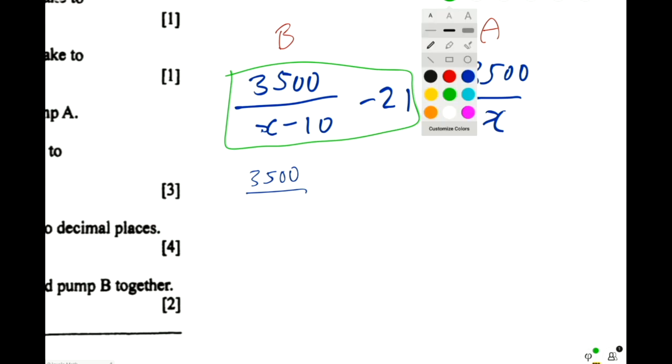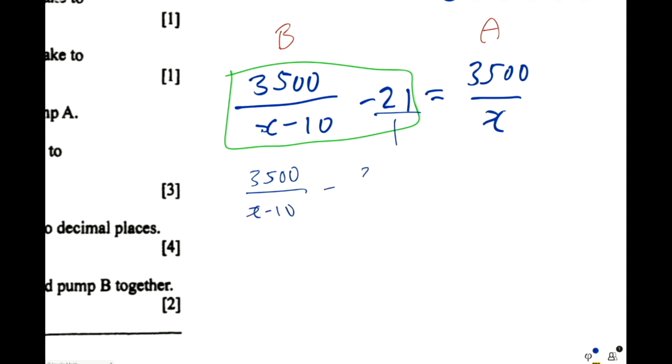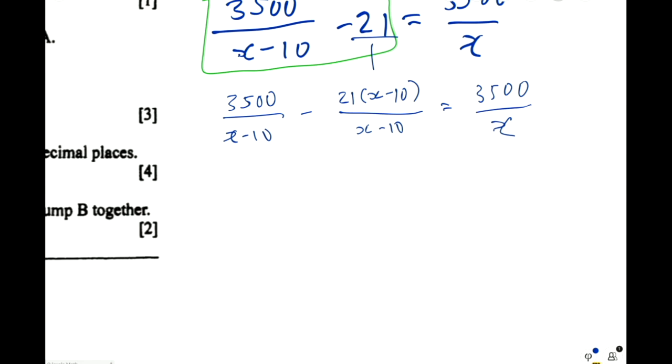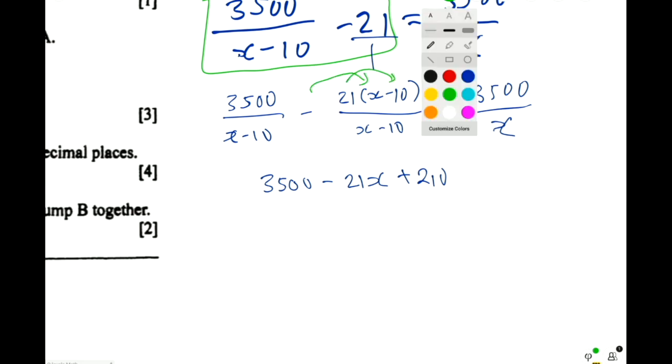Okay, so to combine them, because it's 21 over 1, it's x minus 10 minus 21 times x minus 10. So common denominator is x minus 10, equals 3500 over x. Alright, next. So I just minus the top. So 3500 minus 21x plus 210. This is where I bracket in the minus 21, okay?